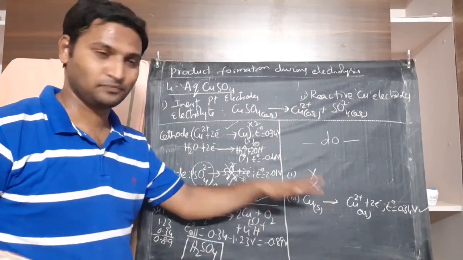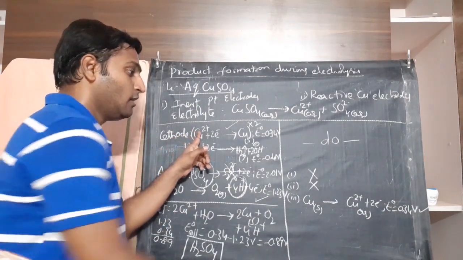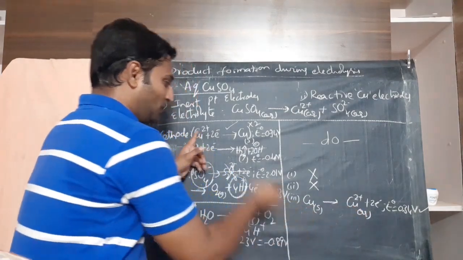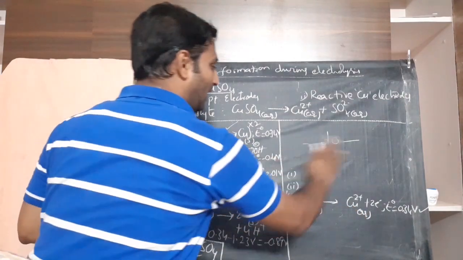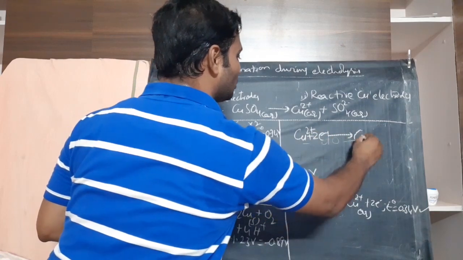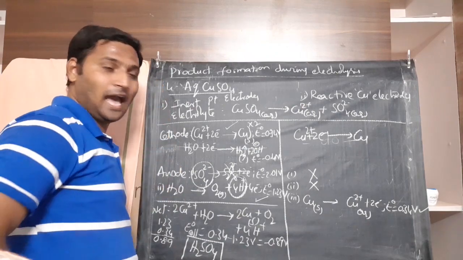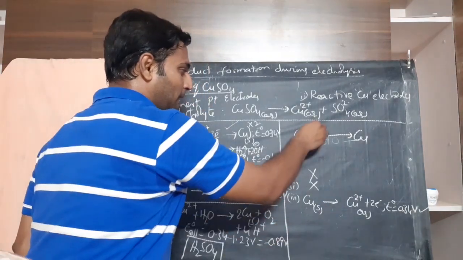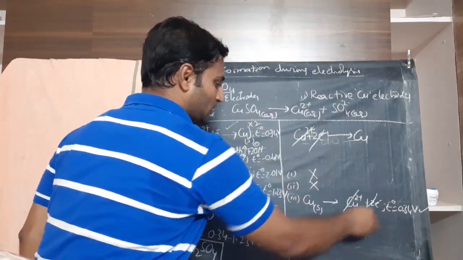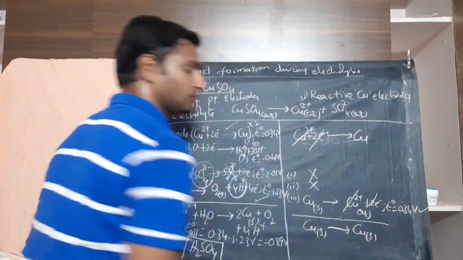Coming here, observe. Which is the feasible reaction at the cathode? This one. Which is the feasible reaction at the anode? This one. Add both. See, I will write the cathodic reaction here. Cu2+ + 2 electrons gives rise to Cu. Cu giving rise to Cu2+ + 2 electrons will be the anodic reaction. When you add both, what happens? Cu2+ and 2 electrons get cancelled. You will be getting copper solid giving rise to copper solid.